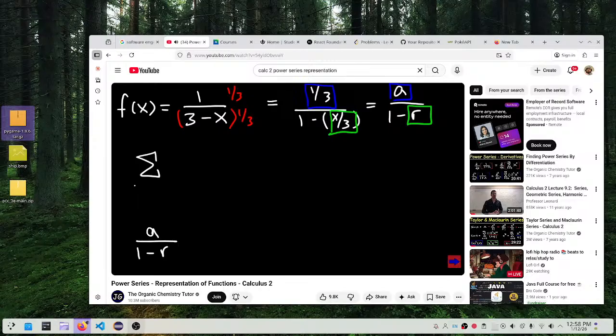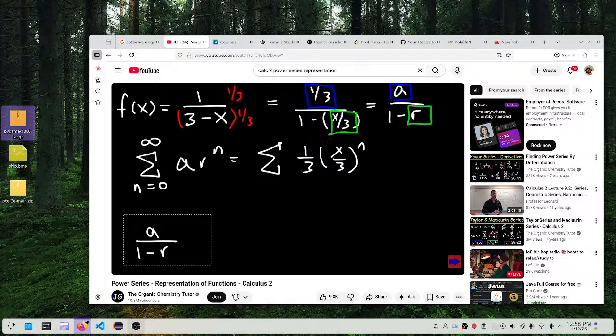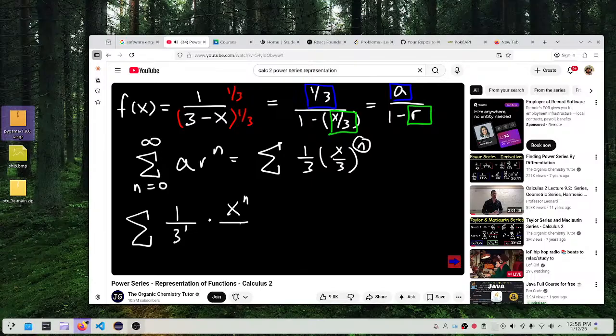So writing our answer in this form, it's going to be 1/3 times r, which is x over 3 to the n. Now let's simplify the expression. So 1 over 3, that's just 1 over 3 to the first power. And now let's distribute the exponent. So this is x to the n divided by 3 to the n. And now we can combine these two into a single number. So let's add the exponents, 1 plus n. So this is going to give us the power series, x to the n divided by 3 to the n plus 1, from 0 to infinity. So this is the answer.